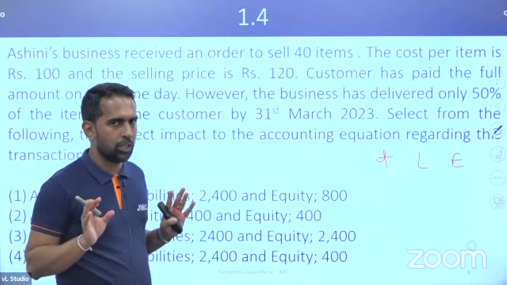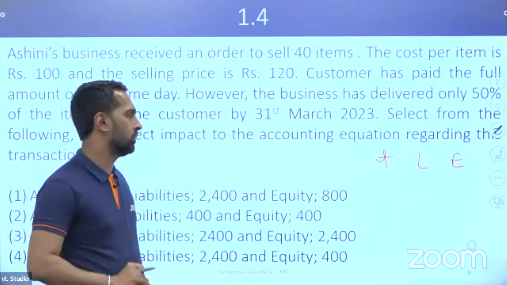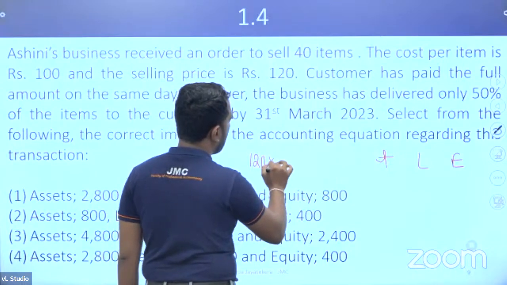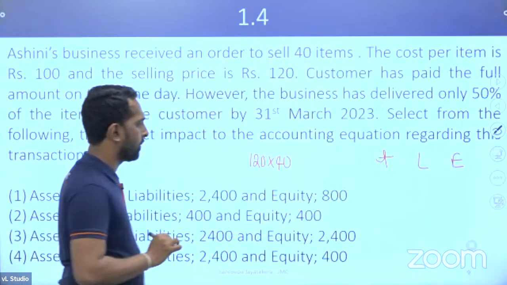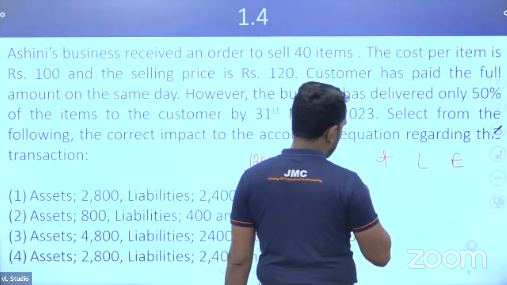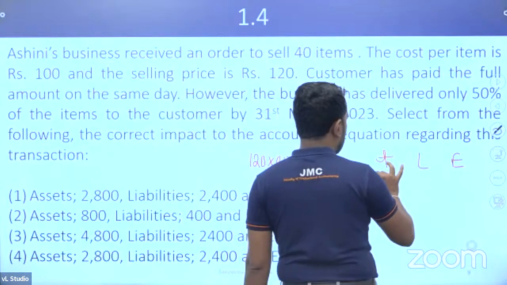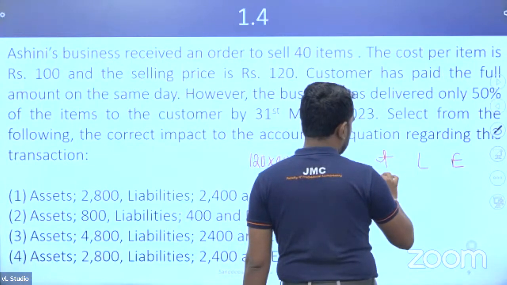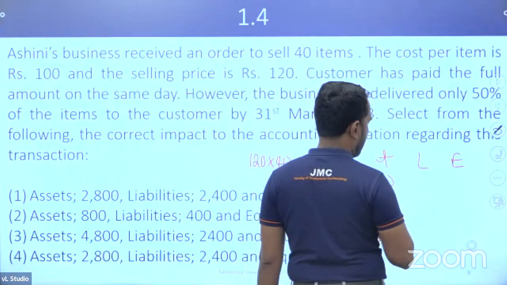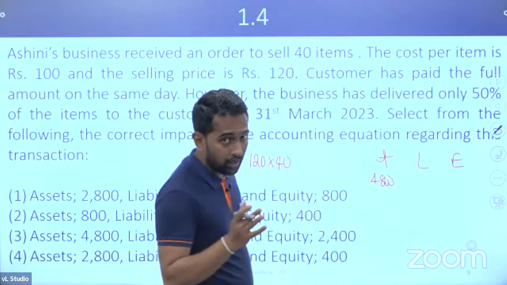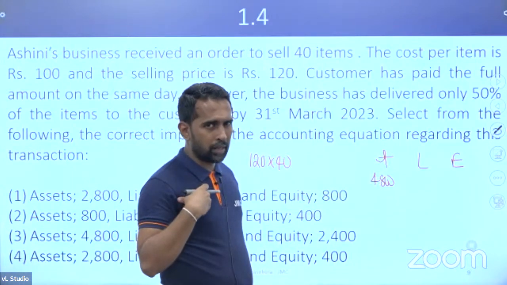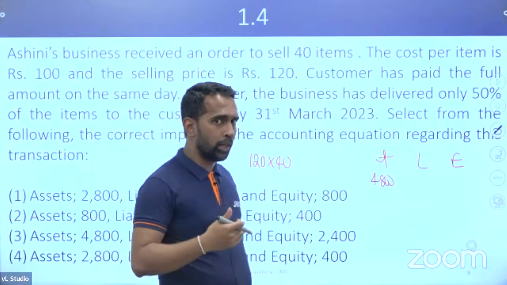First transaction is customer has paid the full amount. So how much is the full amount? 120 into 40 units. So you are getting cash. Customer has paid 4,800. The cash goes up. But when the customer has given the money, you haven't delivered the goods yet, no?